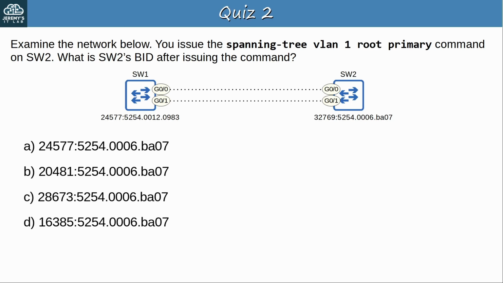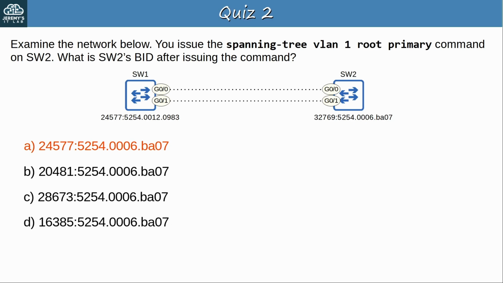Examine the network below. You issue the spanning-tree vlan 1 root primary command on switch 2. What is switch 2's bridge ID after issuing the command? Pause the video now to think about the answer. Okay, the answer is A, with priority 24577.